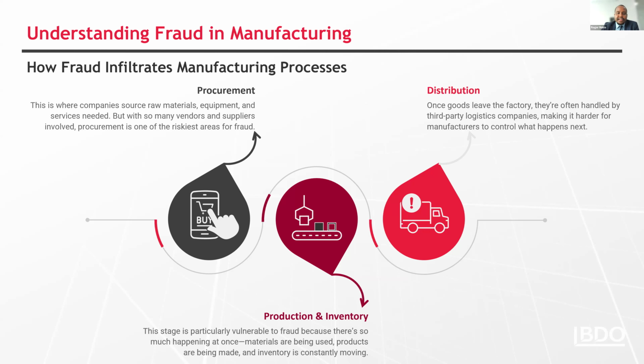The third key step in manufacturing that's also vulnerable is distribution, because even after the product is made, the fraud risks usually don't go away. In fact, the distribution stage presents its own set of challenges. For instance, once goods leave the factory, they're usually handled by third-party logistics companies, which we all know. And this makes it harder for manufacturers to control what happens next. And this is where supply chain fraud comes into play.